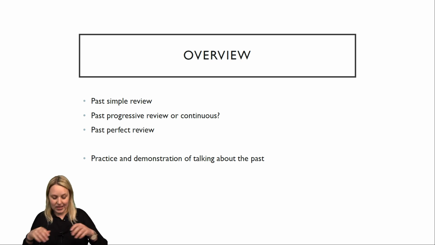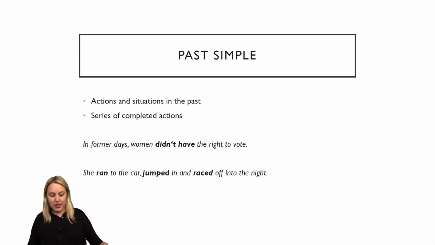Yeah, so let's start. The past simple. The past simple describes actions and situations in the past that are completely done. So they are over, there is no today, it's just done, so it's in the past. And it also describes series of completed actions. So when there is not only one action in the past, but more.